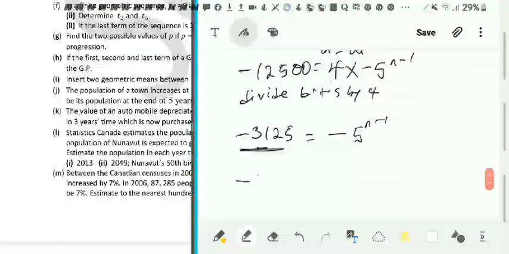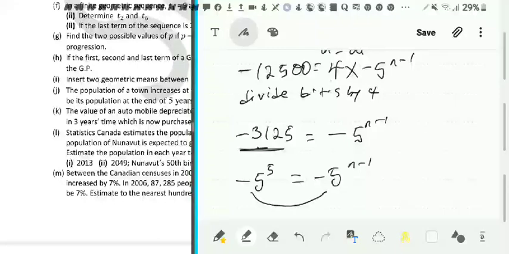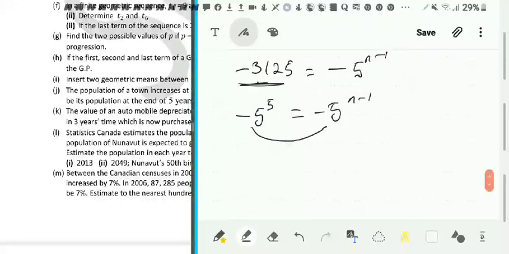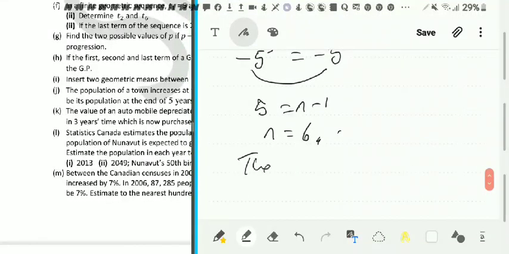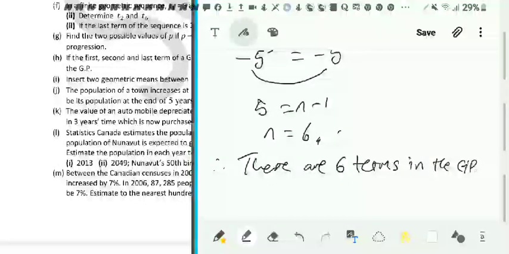Okay, so now I have to think if I can make this have a base of 5. Yes, that will be negative 5 raised to the power of 5. This will give me negative 3125. So I can see now the bases are equal. Negative 5 to negative 5. So what do I do? I equate the powers. Okay, so I have 5 equals what? n minus 1. So this implies that n is equal to what? 6. So what does it mean? It means therefore there are 6 terms in the GP. Okay, that's that for that.